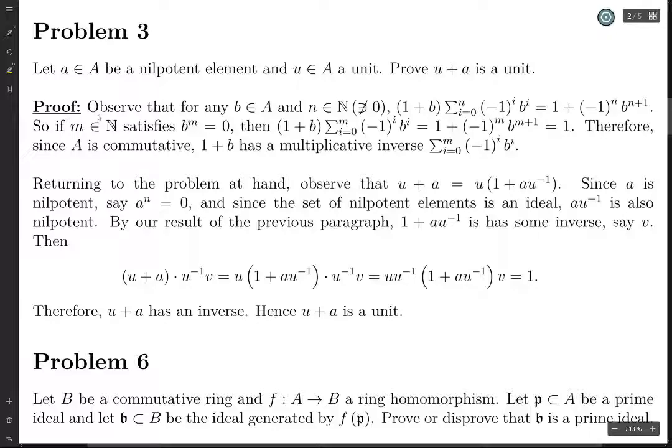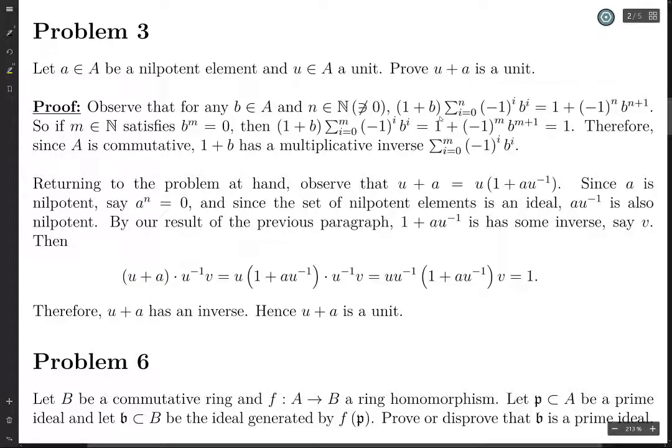So observe that for any element b and any natural number n. Of course, natural numbers don't include 0, although I guess you could use 0. Well, if you used 0, then it would just be 1. Oh, well, then we'd have the sum from 0. I don't want to have to worry about that. Let's just say n in the natural numbers.